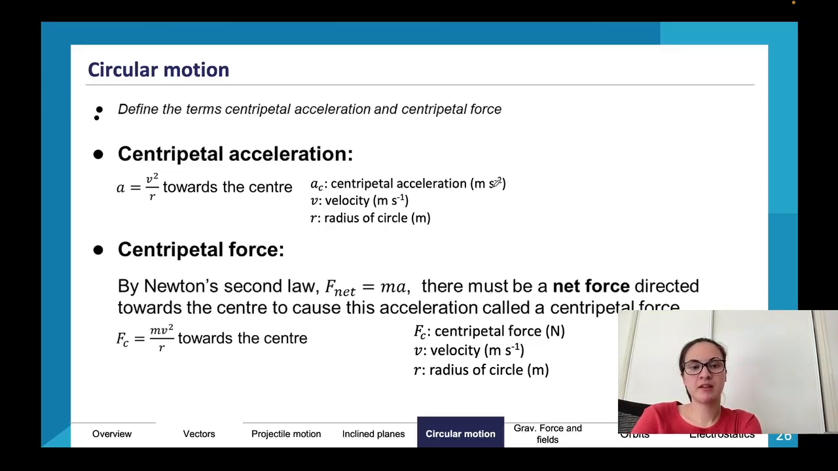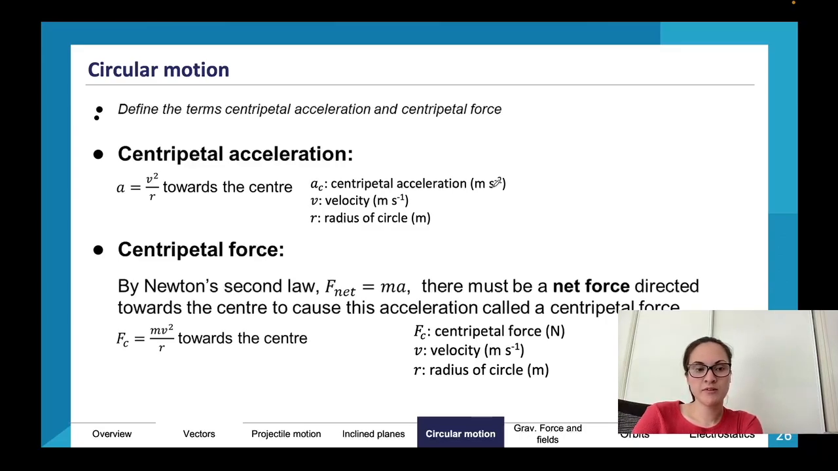Yep, so centripetal acceleration is calculated using that formula. Acceleration is equal to velocity squared over the radius. And that's the acceleration towards the center. So acceleration, once again, is measured in meters per second squared, whereas velocity is measured in meters per second, and then obviously the radius of the circle is measured in meters.